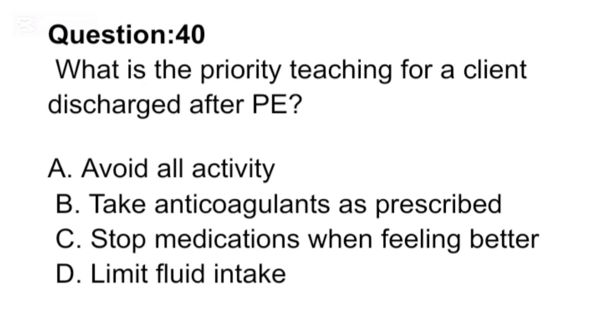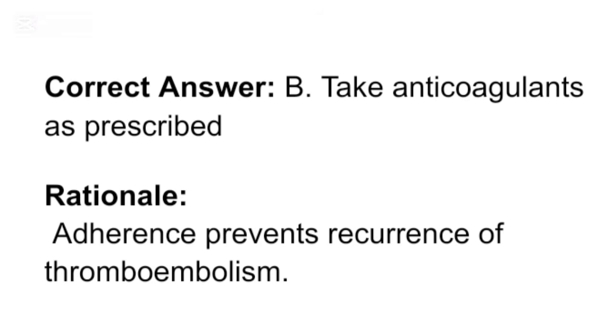Question 40. What is the priority teaching for a client discharged after PE? A. Avoid all activity. B. Take anticoagulants as prescribed. C. Stop medications when feeling better. D. Limit fluid intake. Correct answer, B. Take anticoagulants as prescribed. Rationale. Adherence prevents recurrence of thromboembolism.